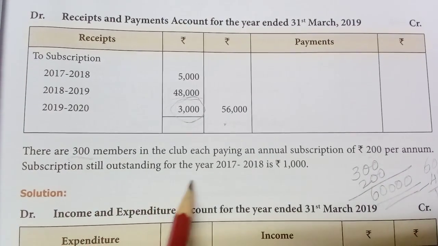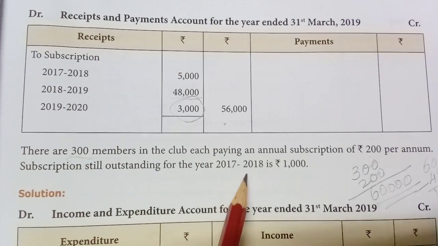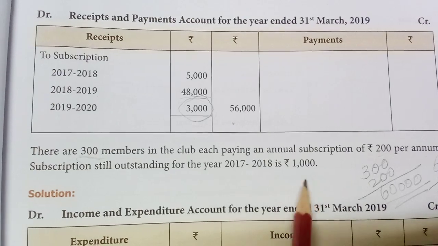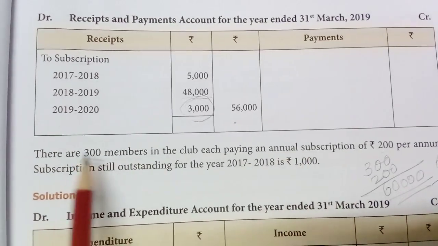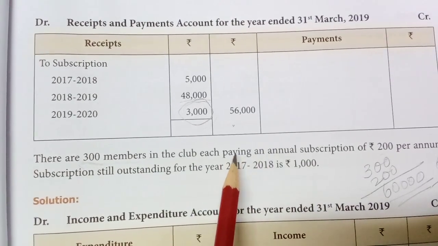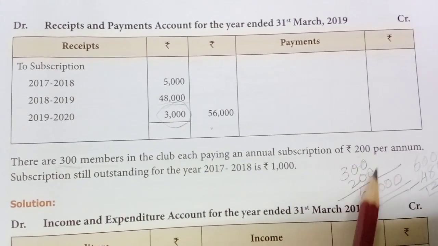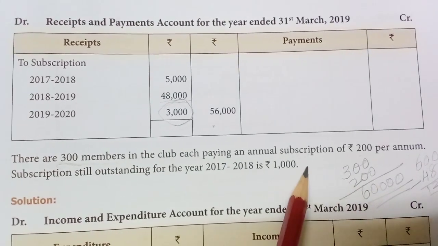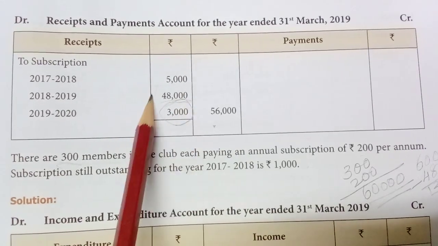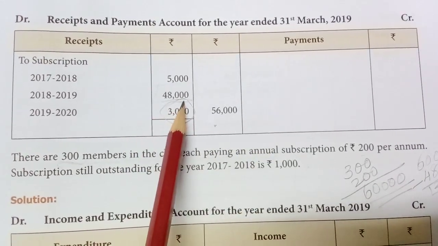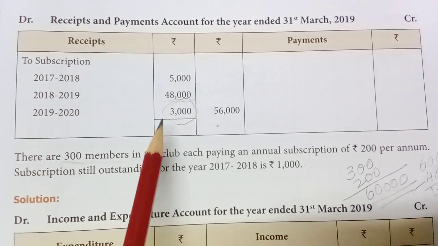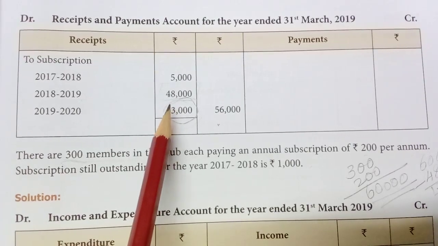Subscription still outstanding for the year 2017-18 is 1,000. So here we need to calculate the outstanding subscription. Why is this sentence given? For that particular year, how much subscription should come? 300 into 200, we will get 60,000. So 60,000 we need to receive. But actually how much have we received? 48,000. So the remaining 12,000 is the outstanding for the present year.